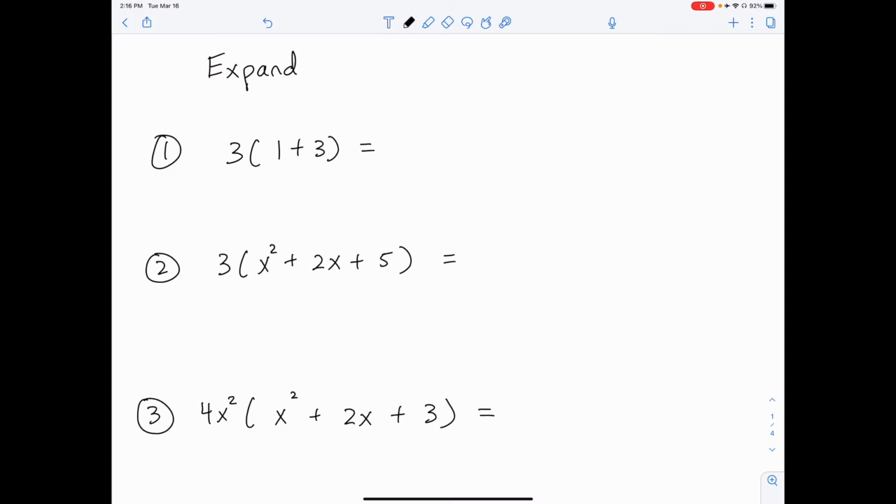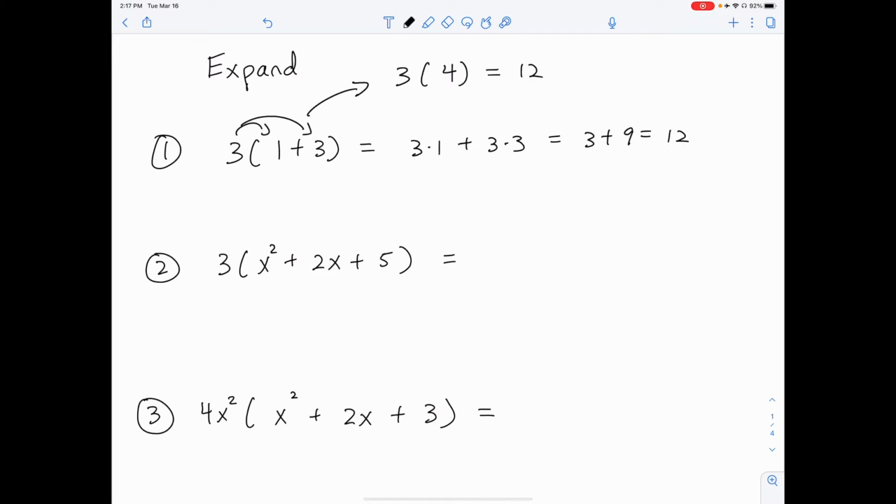We have 3 times in brackets 1 plus 3 close bracket. Now a lot of us might go like this, where we have 3 times inside the bracket, 1 plus 3 would be 4, and then 3 times 4 would then give us 12. Now with expansion, we normally use something called distribution law. So how distribution law is, we take the outside material and we multiply it into each of the inside materials like so. So what actually happens will be 3 times 1 plus 3 times 3, and then that'll give us 3 plus 9, which is 12.